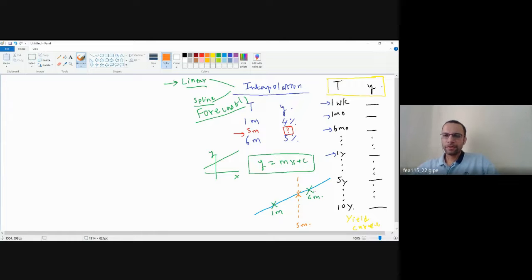Now, this may not always be the best approach of doing things. So can you think of a scenario whereby linear interpolation may not give you a decent enough estimation? I'm trying to again figure out this 5 month yield, but can you think of a scenario whereby linear interpolation may be unsatisfactory?